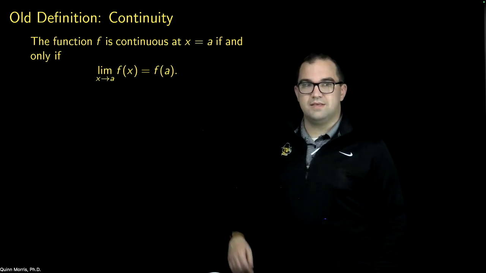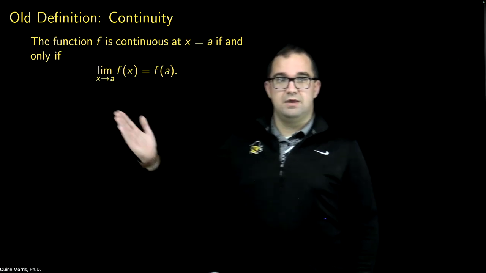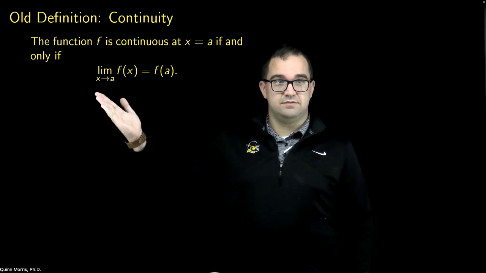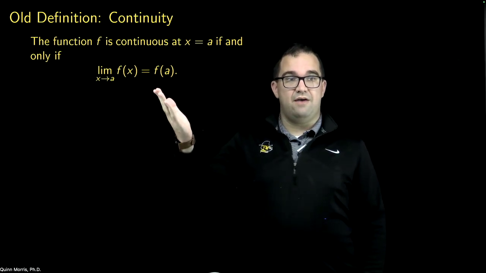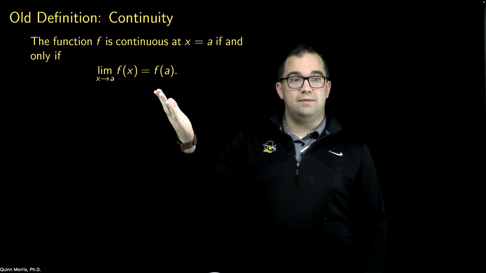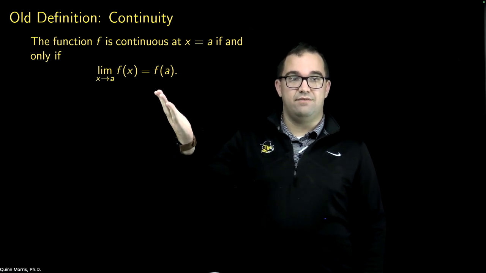Now recall that this really means three things. It means that the limit exists. It means that f of a exists, or said another way, it means that a is in the domain of f.